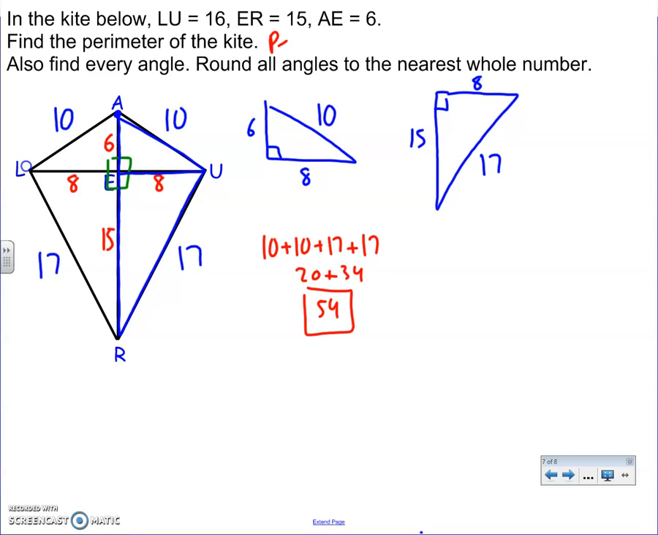All right, so right here. Perimeter, I should start P, equals 54 units, whatever it is.